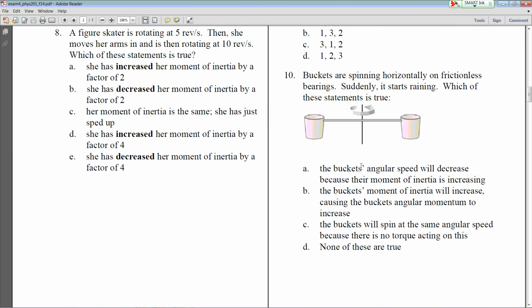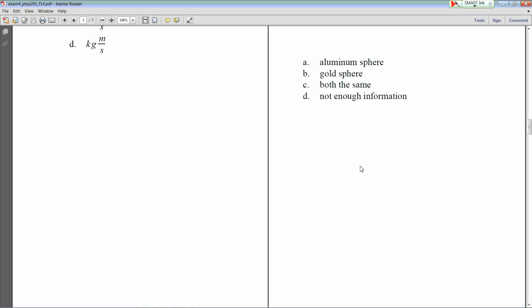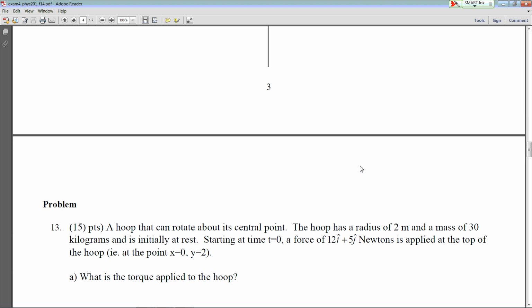Any particular questions here? Number 14.